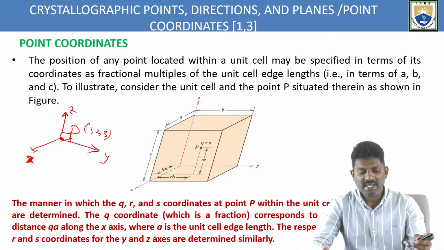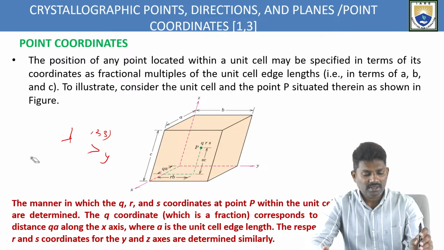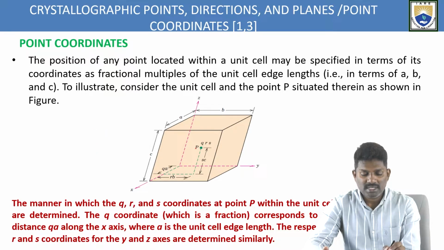Now if you see here in this example, it is very clear. I have a position P here. I have to locate the position of the point P. Now I have a unit cell. This is my unit cell, which has the sides a, b and c. These are the three edge lengths of the unit cell.